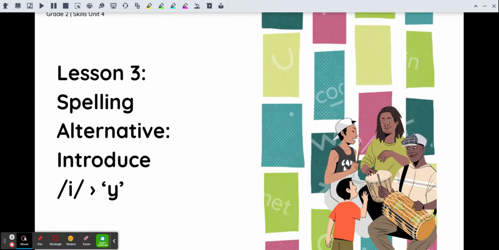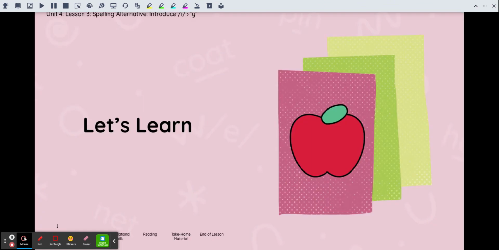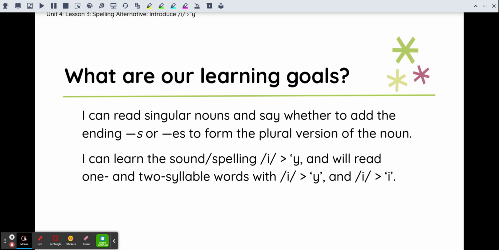Good morning. Today we're doing Unit 4, Lesson 3, Spelling Alternatives. Introduce the I sound spelled with a Y. Let's learn. What are our learning goals?